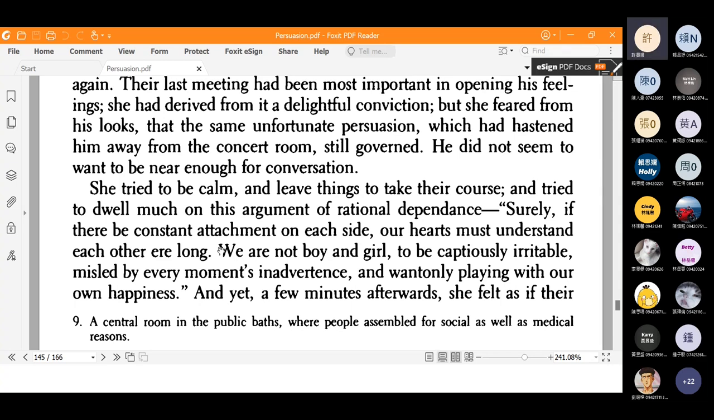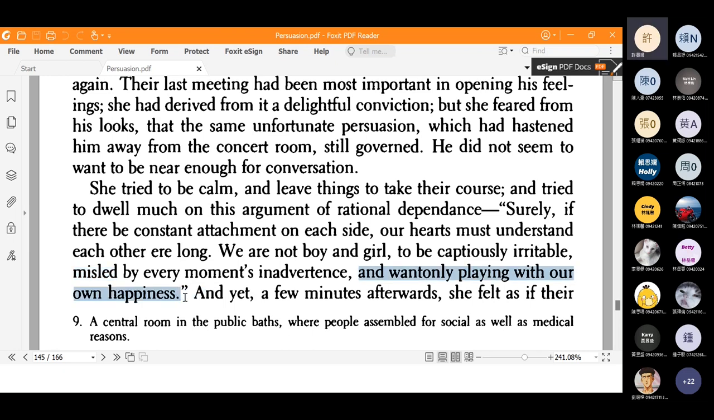We are not boy and girl. To be captiously irritable. Captious means easy to change. Irritable means like negative feeling, annoyed, frustrated. Misled by every moment's inadvertence. Inadvertence means change or obstacle. So every time there is an obstacle, every time there's a change, we are once again led away from each other's hearts.